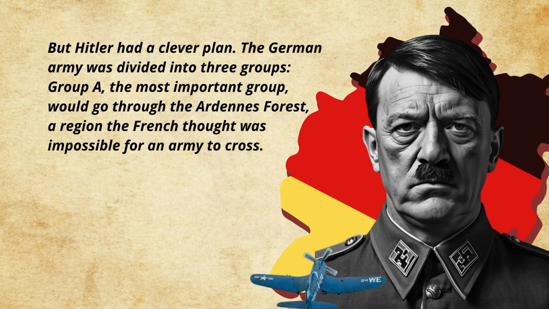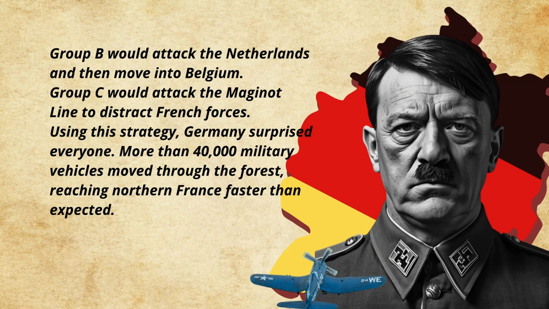But Hitler had a clever plan. The German army was divided into three groups. Group A, the most important group, would go through the Ardennes forest, a region the French thought was impossible for an army to cross. Group B would attack the Netherlands and then move into Belgium. Group C would attack the Maginot Line to distract French forces.